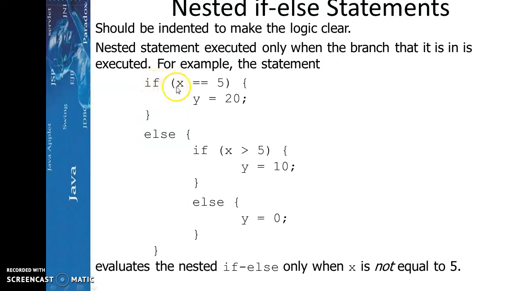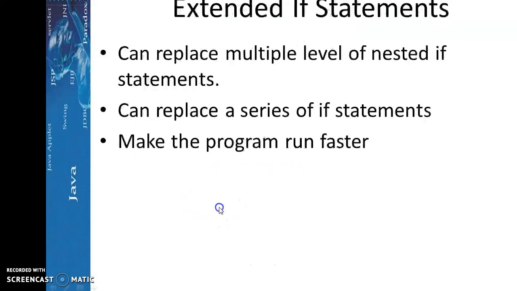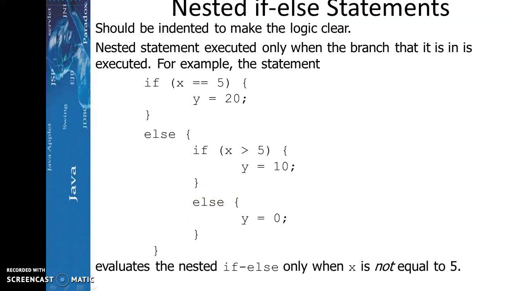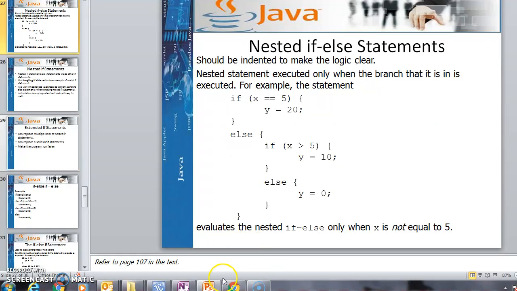Now here we have if x equals 5, y equals 20, else. Notice this if else is also inside this else. And here we have an if else inside that. And notice we indented this, and this should be indented as well, because this y equals 10 is with this if, and this y equals 0 is with that else. So you want to indent again. And like I said, you could go as much as you want with that.